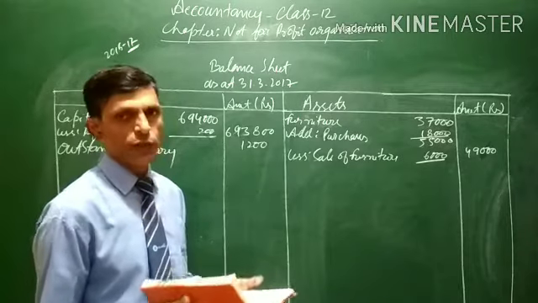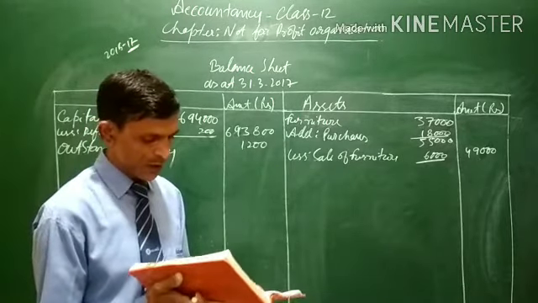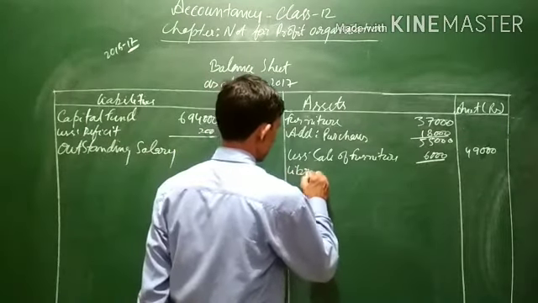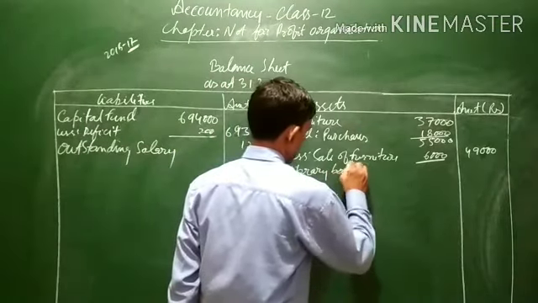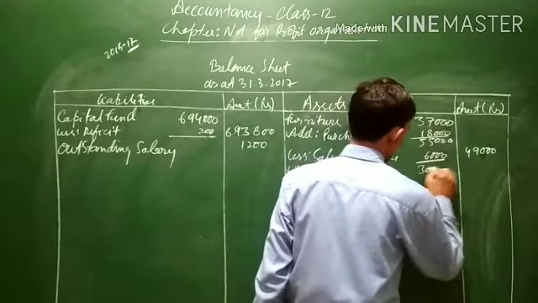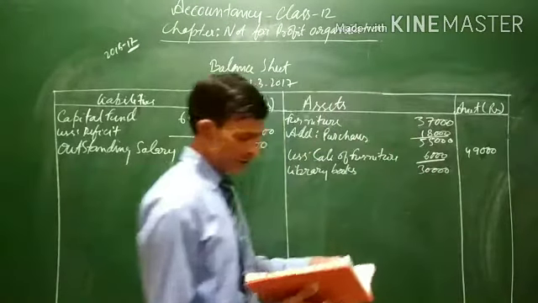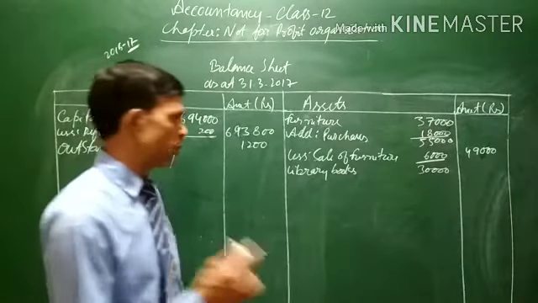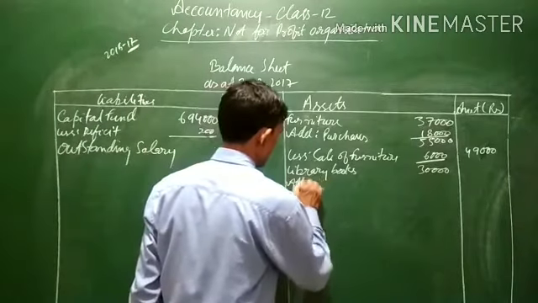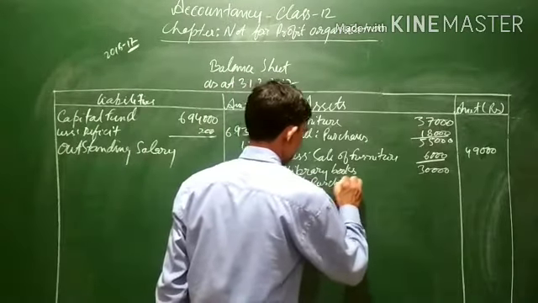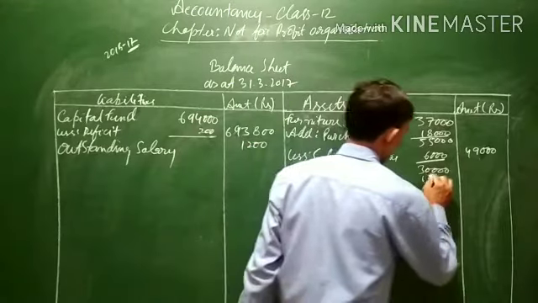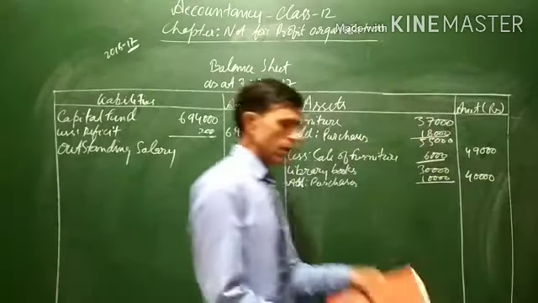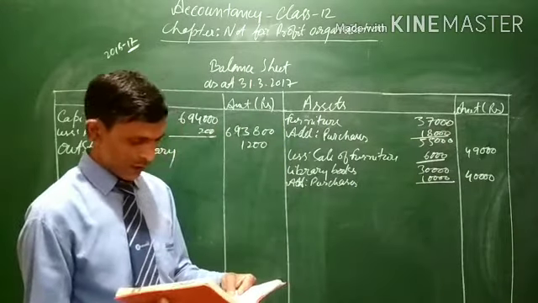Next is library books. Earlier also some library books were there. It is mentioned in the previous balance sheet. Earlier 30,000 worth of books was there, and library books purchased 10,000 is mentioned in the payment side. There is purchase, so it will be added. Add purchases 10,000. It will come to 40,000. Library books.